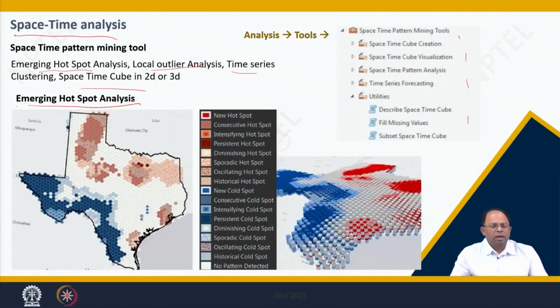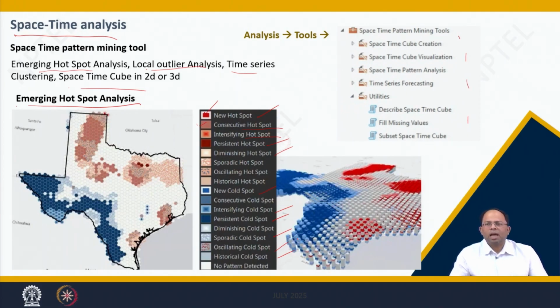For example, if you have a very dark red over here, that means it's a new hotspot. If it's a little bit less reddish, then it's a consecutive hotspot, that is twice it has been a hotspot. Intensifying hotspot means gradually it is becoming hotter. Persistent hotspot means it's always been a hotspot. Diminishing hotspot means earlier it was a hotspot, now getting lessened. In this way you can get new cold spot, intensifying cold spot, persistent cold spot, oscillating cold spot, sporadic cold spot, historical cold spot. So we can see how a particular area is changing.